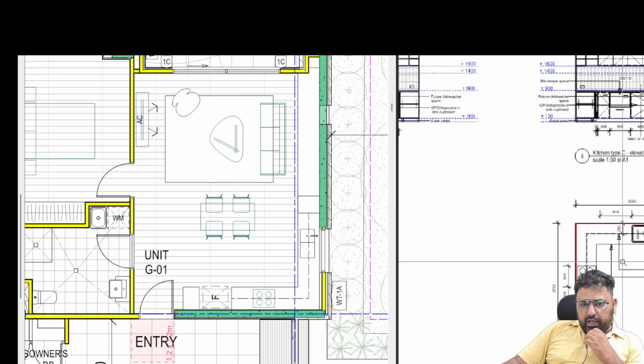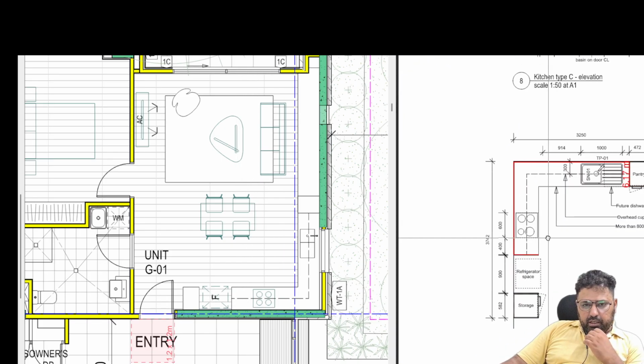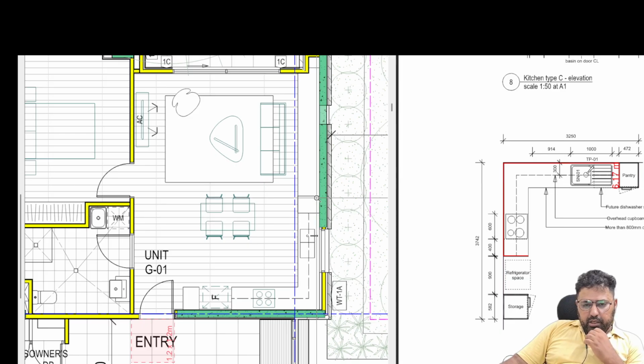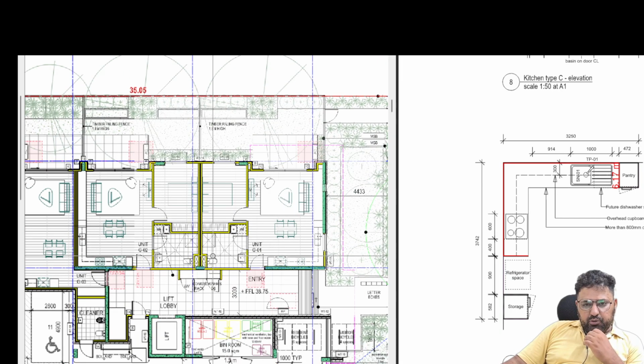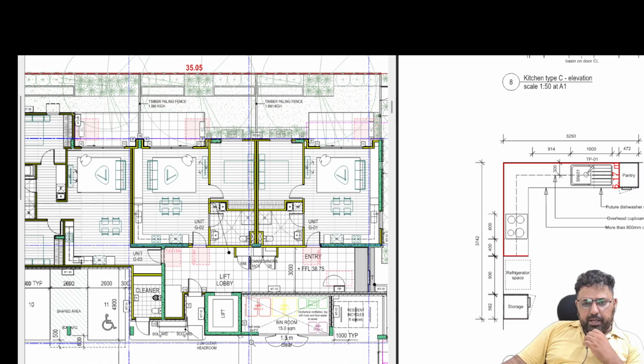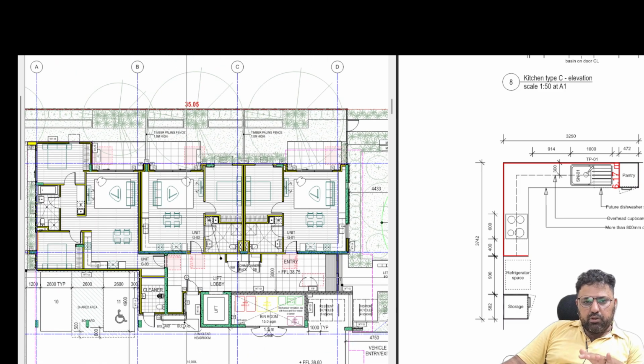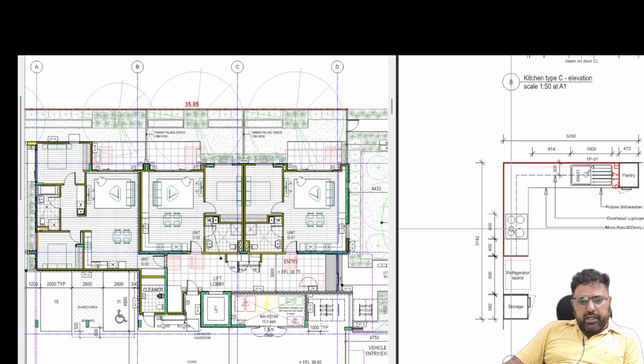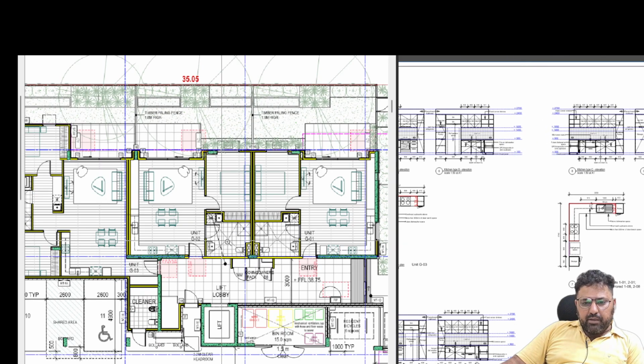Okay, so this will be it. Here is the pantry and all that. Now you have two type C kitchens and one type B kitchen in this floor. So you calculate the things from here and you just multiply them with the things available in the drawing like this.